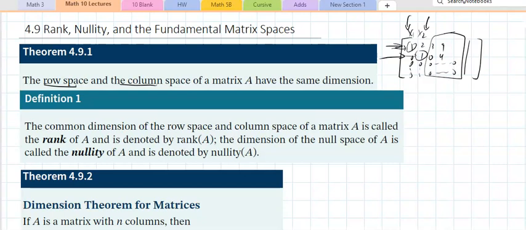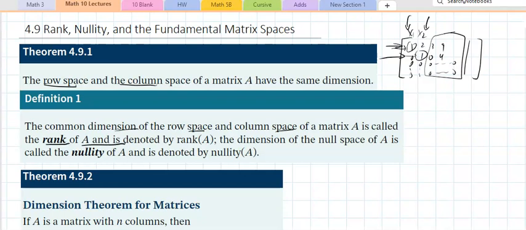So when they say the row space and the column space of a matrix have the same dimension, that means if you have 2 rows, then it's going to be 2 columns. They're not talking about which R these vectors belong to. They're just talking about the numbers of those, the size of those. The common dimension of a row space and a column space of a matrix is called the rank.